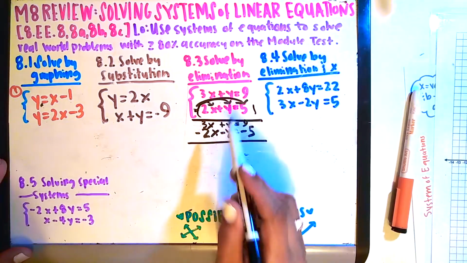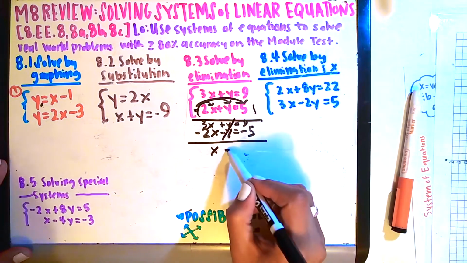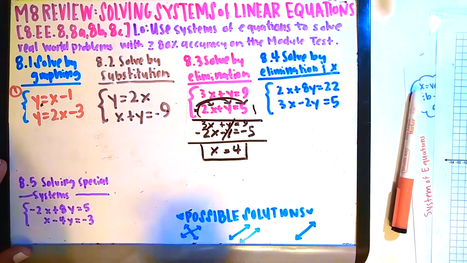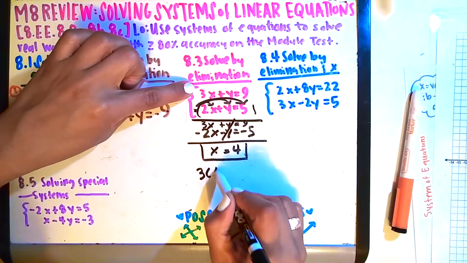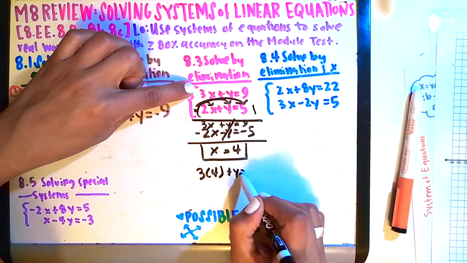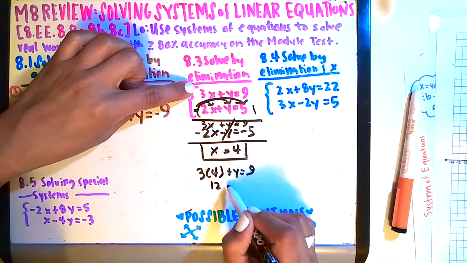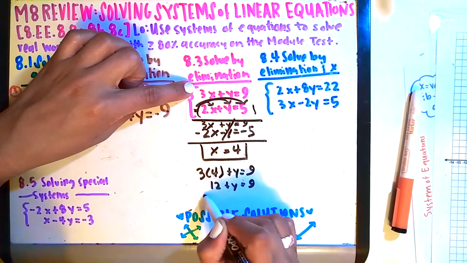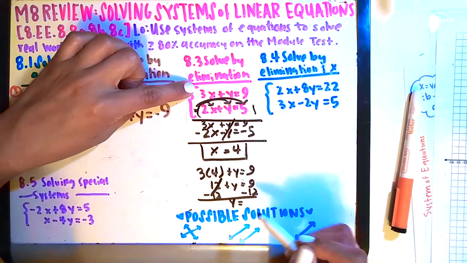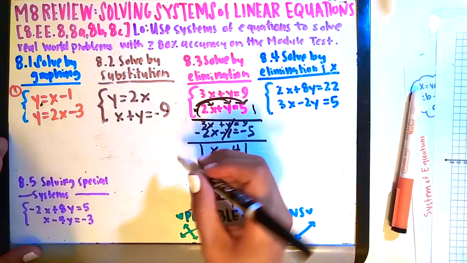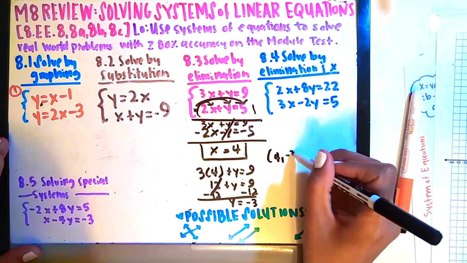So 3x minus 2x is just x. That cancels that, equals 4. So then I have x equals 4. And then I can plug it into any of those. So let's try the first one. So 3 times 4 plus y equals 9. So that would be 12 plus y equals 9, minus 12 on both sides. And then that gives me y equals negative 3. So my point of intersection will be 4, negative 3.